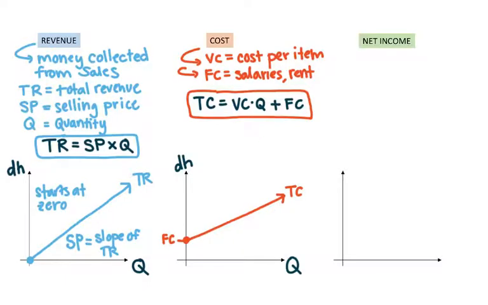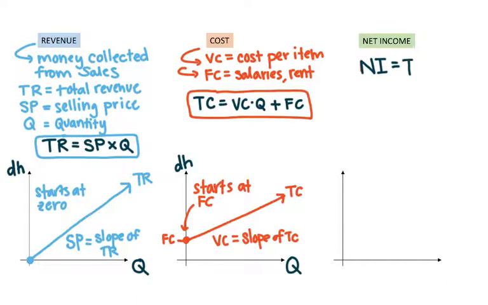It does not start at 0. It starts at the fixed cost. And if you wanted to find the variable cost just by looking at the graph, you can take the slope of the total cost graph to find the variable cost. Okay, the last thing we will discuss is called net income. And I will explain it more, but first I'll give you the basic definition.